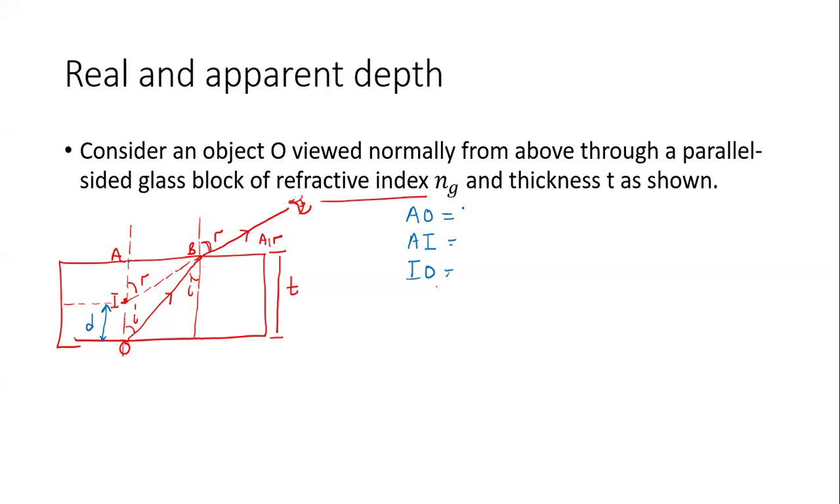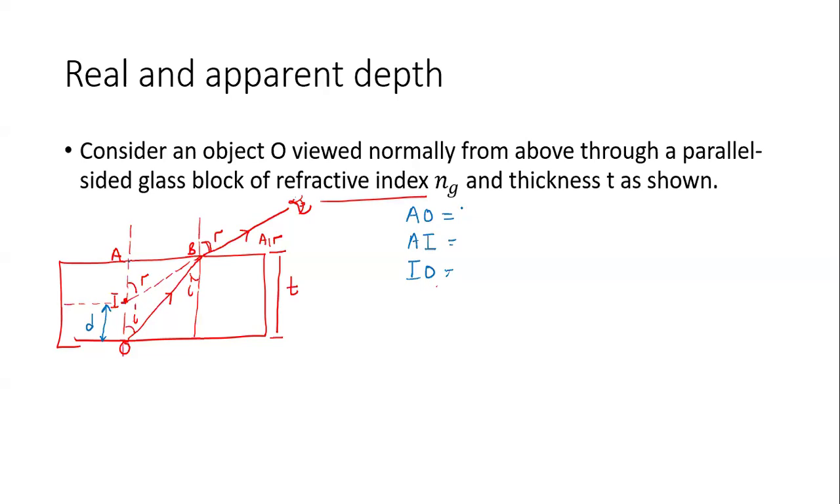Apparent depth is like the appearance. When you look into a swimming pool, it appears as if it is very close. The distance from the top of the swimming pool to where it appears to be very shallow is what you call the apparent depth. But the real depth, imagine there is no water. That's what we call the real depth of a swimming pool.